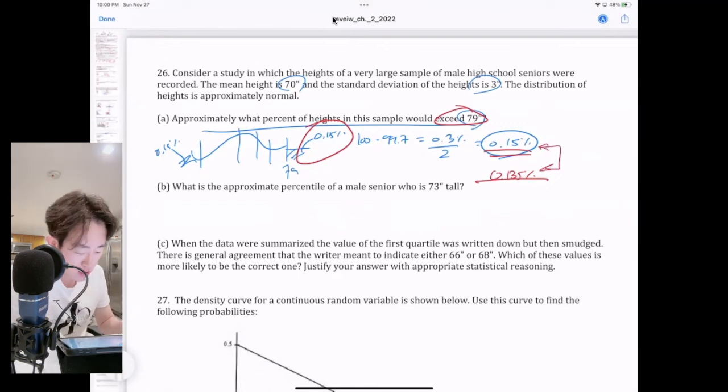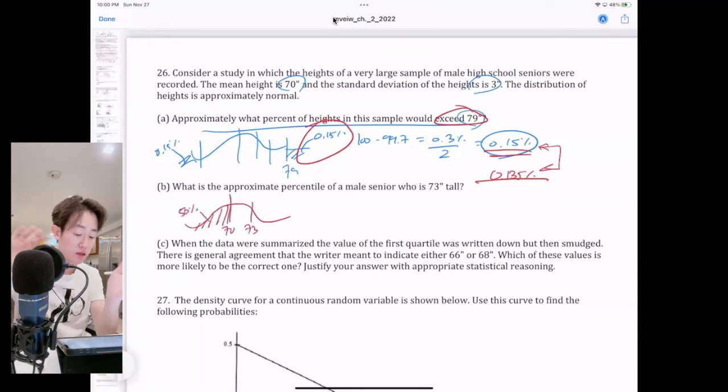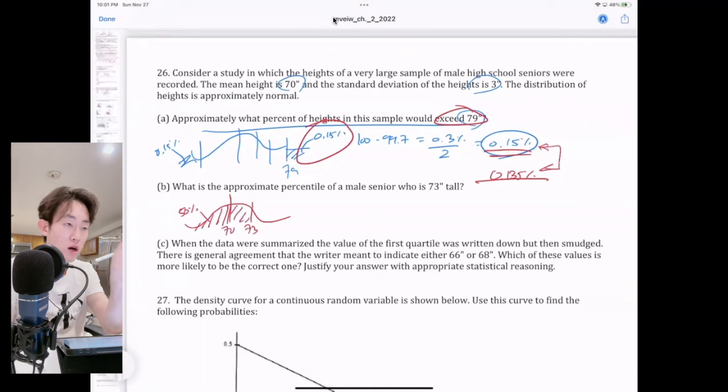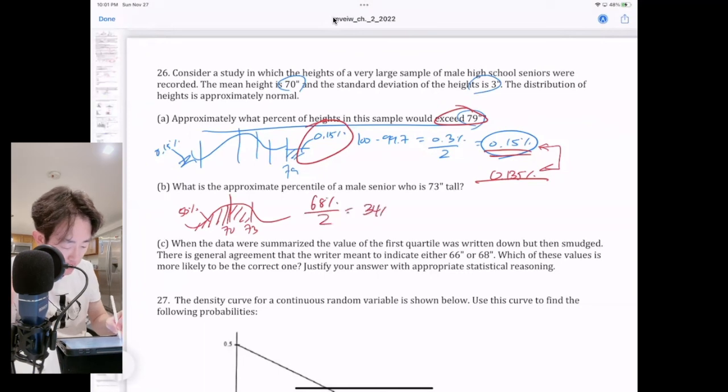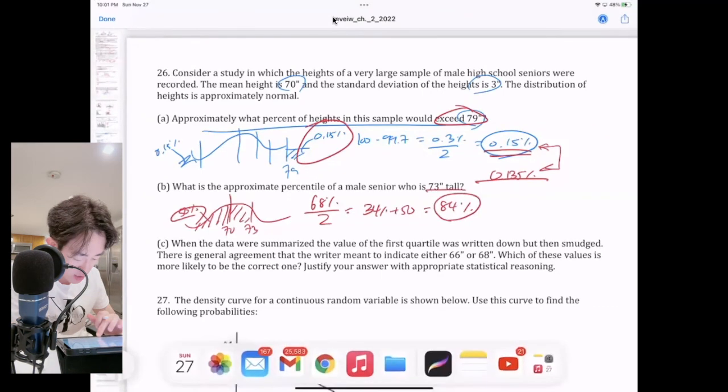What is the approximate percentile of a male senior who is 73 inches tall? Again, that's 70 to 73. That is 50% here, because half lower than 70 would be 50, and higher than 70 is 50, exactly cutting into 2. Then this part is 1/2 of the first empirical rule. So 68% is the first empirical rule, and when you take half of that, it gives you 34. So when you add that on top, it gives you 84%. So 73 inches tall means that you're about 84th percentile.